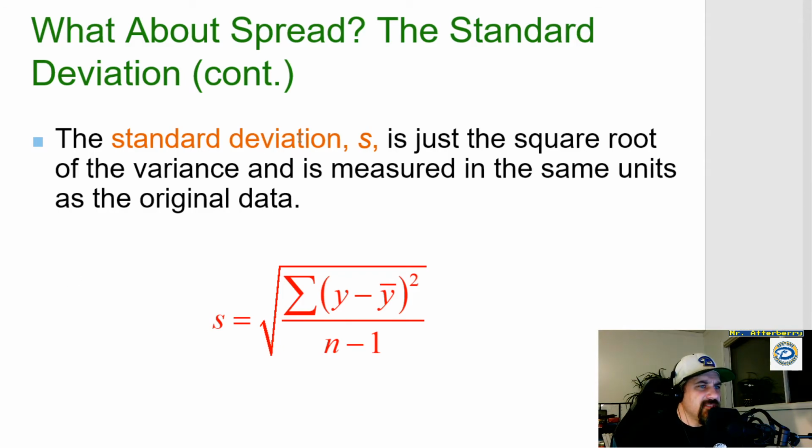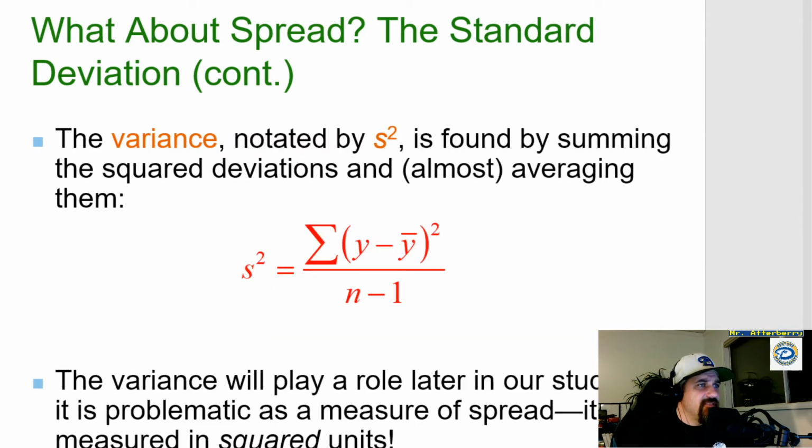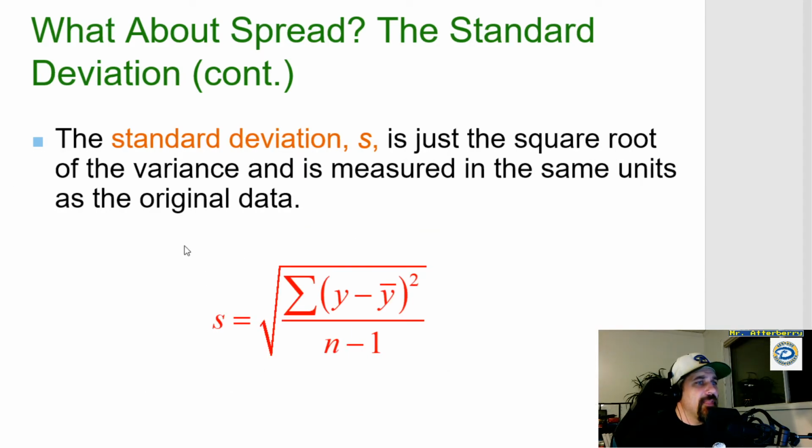So standard deviation is just the letter S. Variance is S squared. Square root that, and you get the standard deviation.